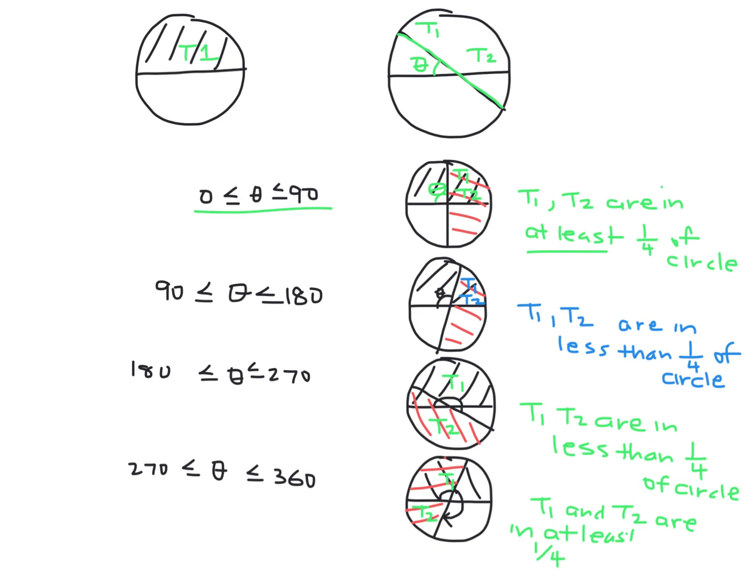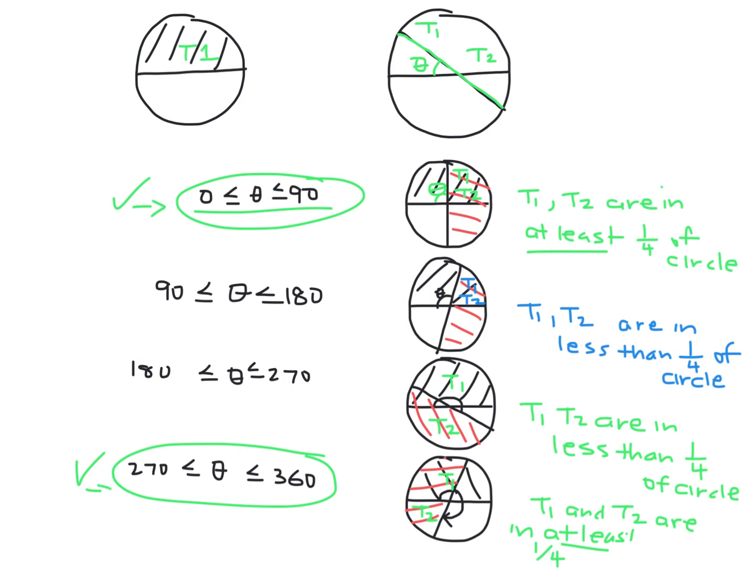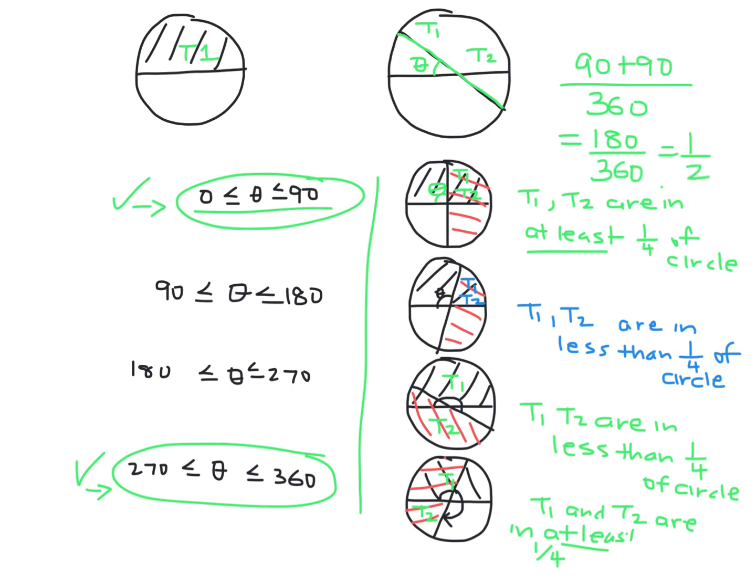So which ones are we interested in? We want this one and this one. So when theta is between 0 and 90, or between 270 and 360. So this is a 90-degree range, and this is a 90-degree range. So you have 90 plus 90. And the total range for all of them is 360 degrees. So this is 180 over 360, and therefore that is 1/2. And that is the probability that you will have T1 and T2 in at least 1/4 of the circle.